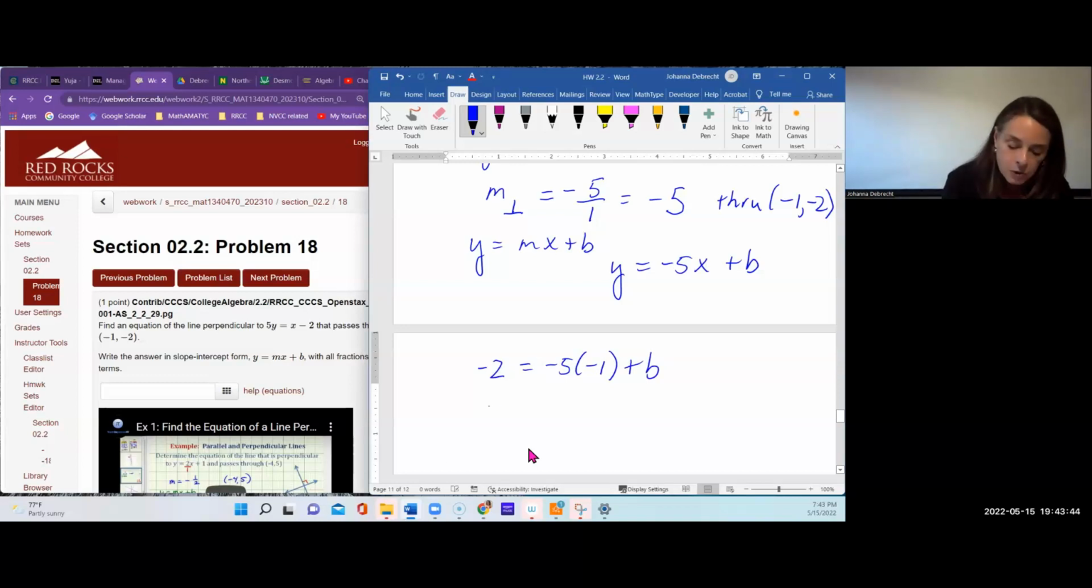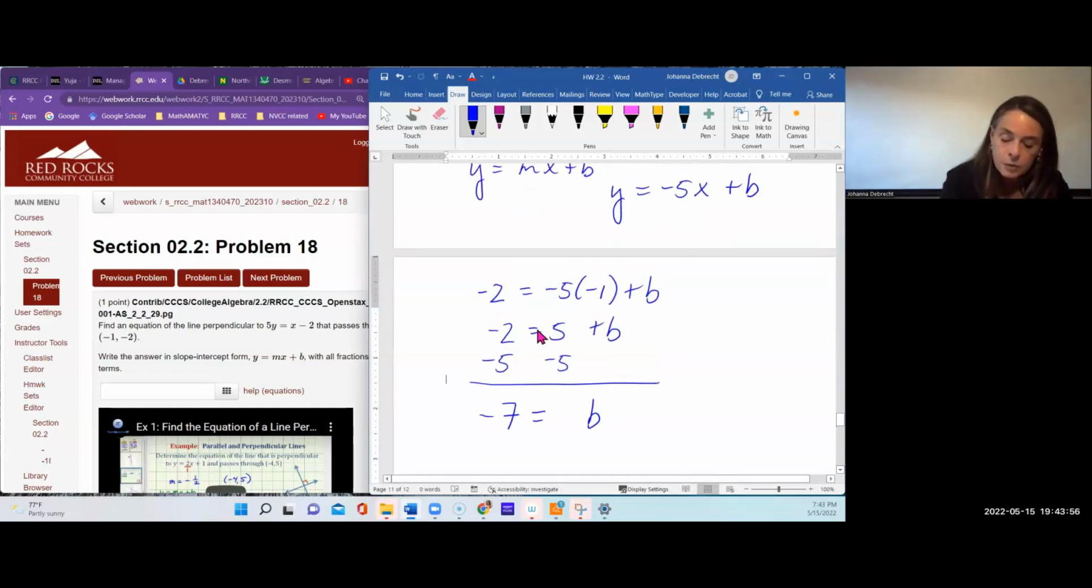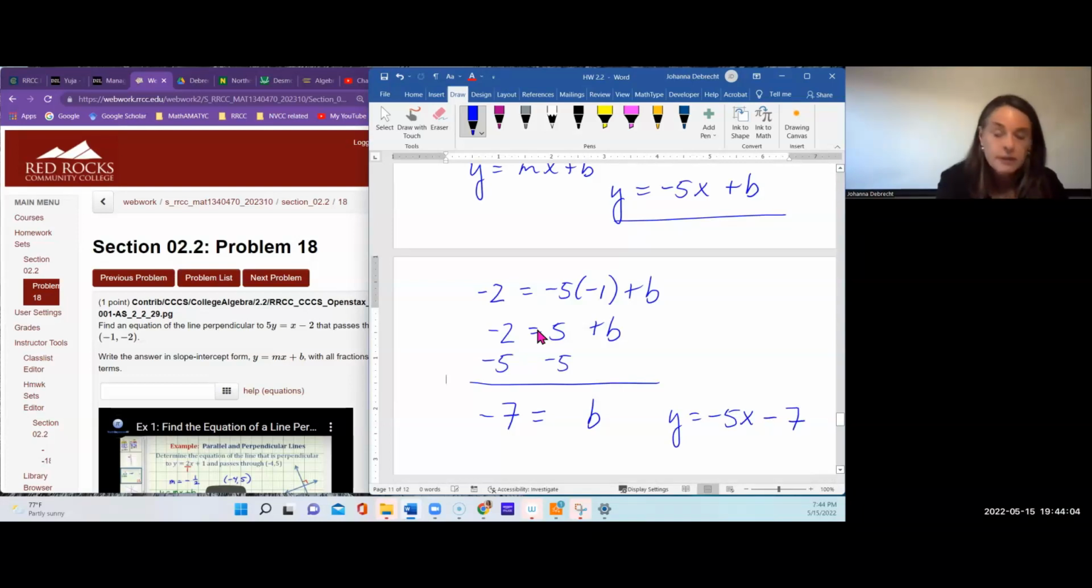-5 times -1 is a +5, and then to get b, I subtract the 5 from both sides of the equal sign. That gives me b equals -7. Then I rewrite my line, which you can see here, as y equals -5x minus 7. That's the line I'm looking for.